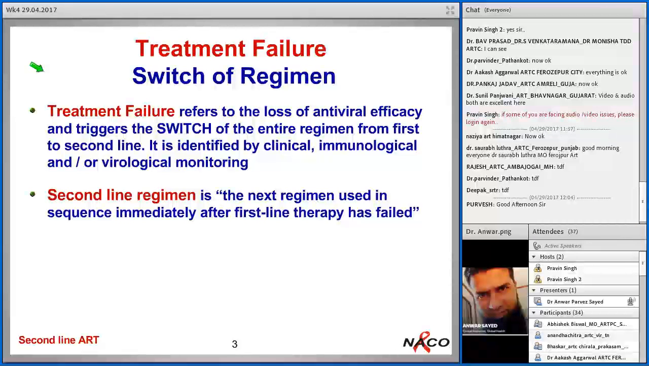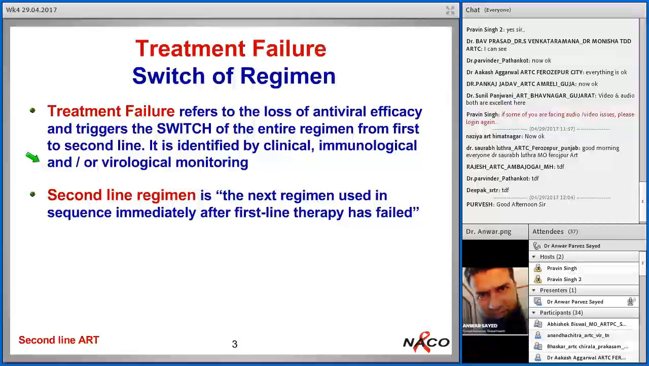So from here on, I'll go through very fast because most of you are aware of the NACO guidelines, but it is my duty to take you through this because ultimately this is what we are going to practice in our centers. So treatment failure is defined as the loss of antiviral efficacy and triggers the switch, that is, it tells us that now there is a requirement to change the complete regimen from first line to the new regimen, that is second line. Switch the entire regimen from first line to second line.